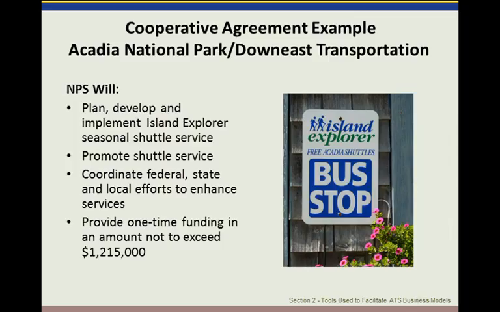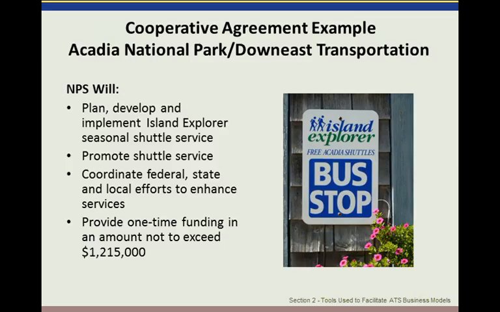A second example of a cooperative agreement is at Acadia National Park, which has proven to be a very successful arrangement between the Park Service and Down East Transportation, which is a private nonprofit operator. In this arrangement, NPS plans and develops the shuttle service. Here's an example of some substantial involvement. They're very much engaged with Down East Transportation. They take responsibility for promoting the service. They seek out funding from state and federal sources, and they provide operating assistance.